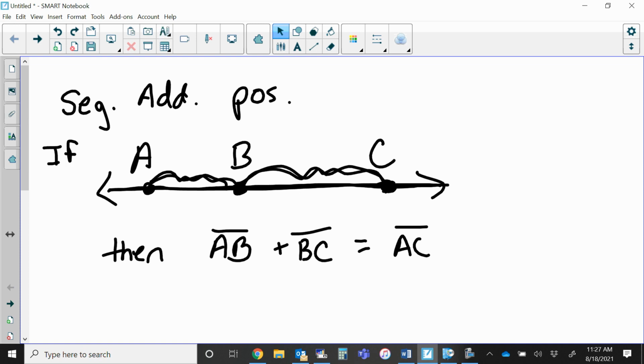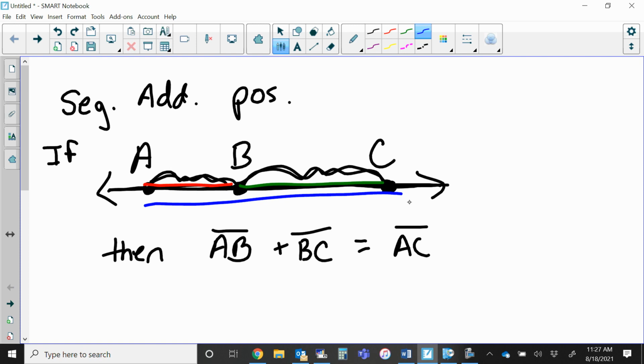If I said this piece right here, plus this piece right here, would make this whole piece right there, that makes sense. That is called the segment addition postulate.